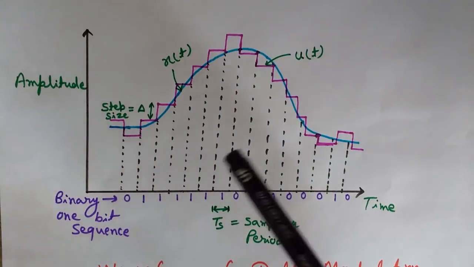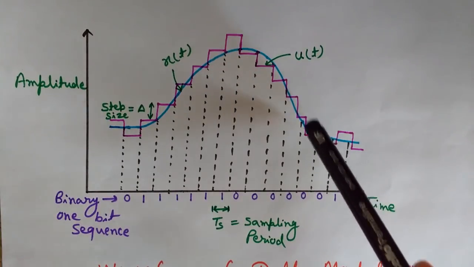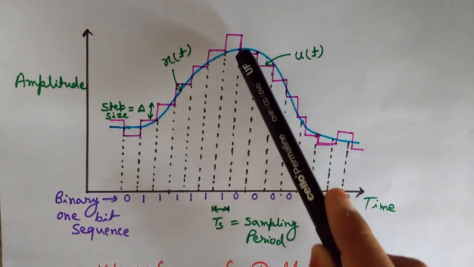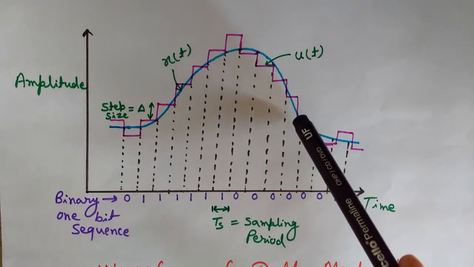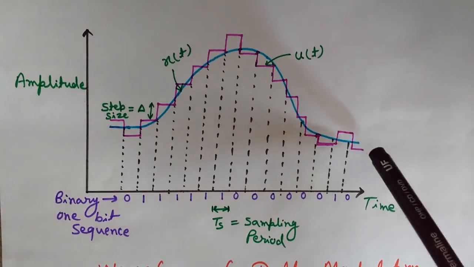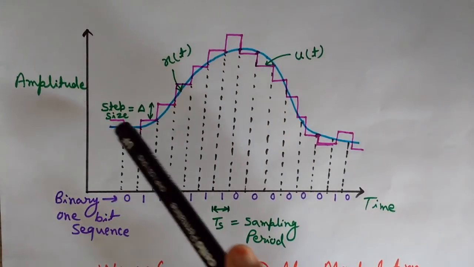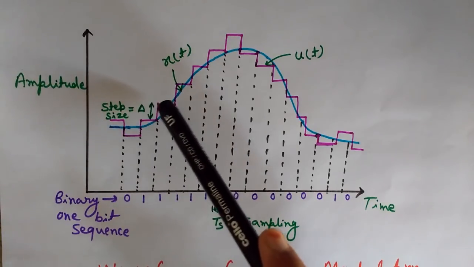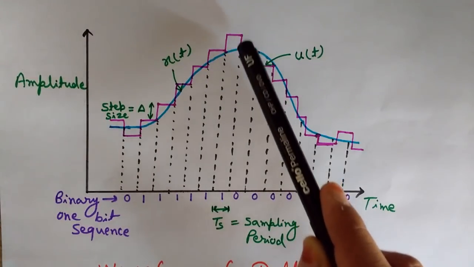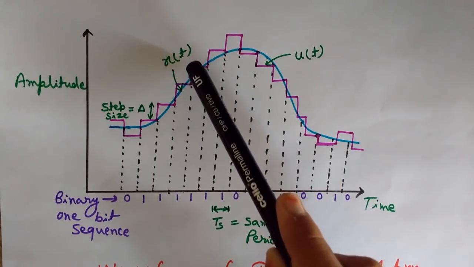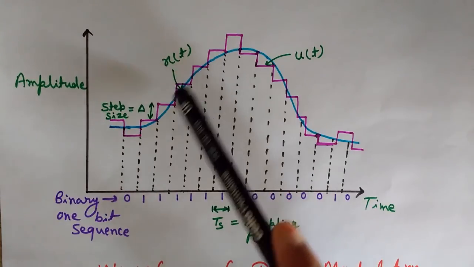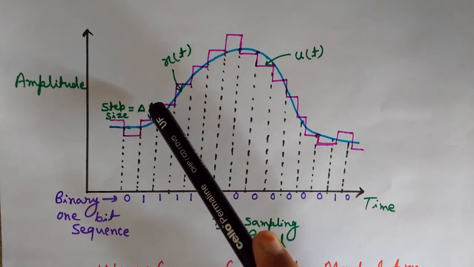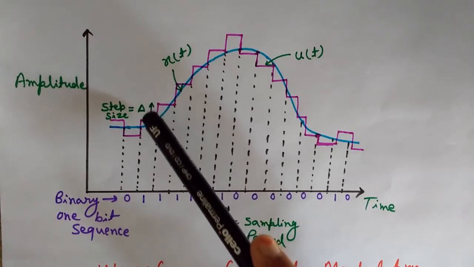Now look carefully. This analog signal in blue has been approximated by this staircase-like signal. This is the approximated signal for the analog signal. Notice that in this staircase-like approximated signal, this vertical height is the step size, and it is denoted by delta. It is kept fixed in delta modulation. This step size is constant.